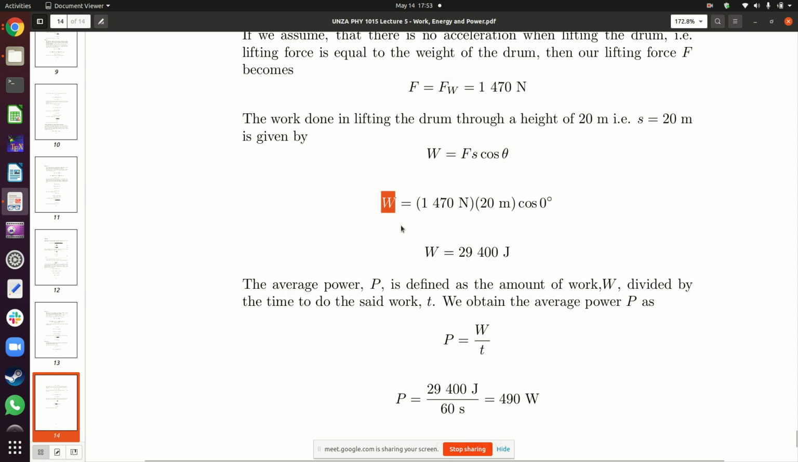So you end up having the work done as 1,470 newtons times 20 meters times the cosine of 0 degrees. So this whole bit gives you work done being equal to 29,400 joules. So this is work. This work done, as you can see, is positive work. So you are doing positive work. Now, as you are doing this positive work, your drum is gaining this energy, 29,400 joules, in the form of gravitational potential energy, because the height of the drum changes. So basically, this is the work you've done.